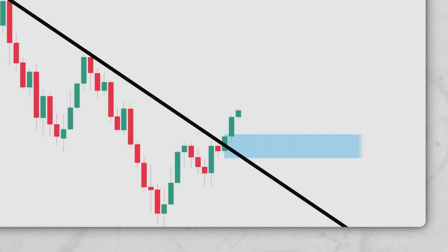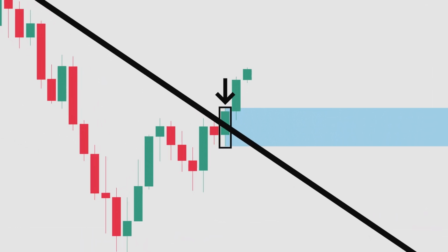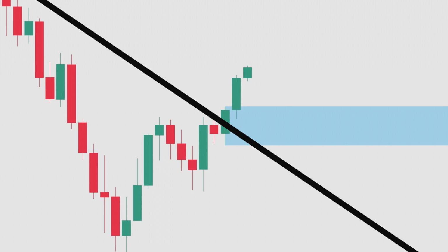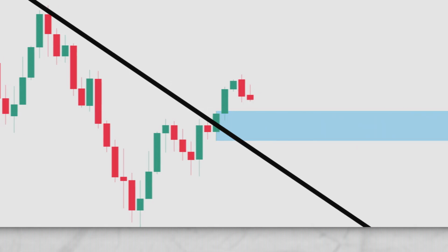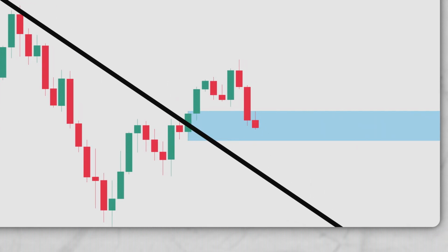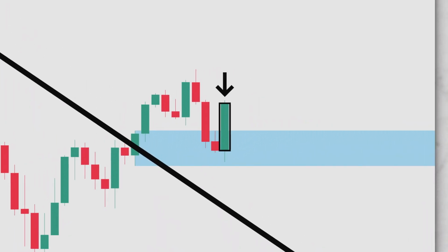To avoid this, we mark a retest zone. The boundaries of this zone are defined by the candle that caused the breakout of the trend line. Instead of waiting for price to return to the trend line itself, we wait for price to return to this zone. As we can see, price retraces back into the retest zone and forms confirmation in the form of a strong bullish candle. At this point, we can enter a long position.